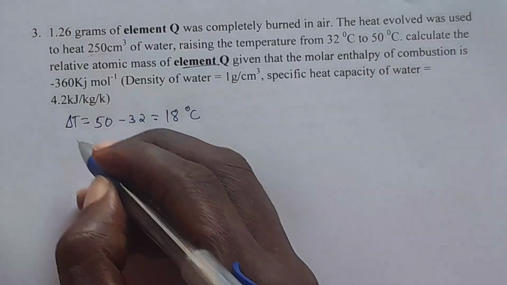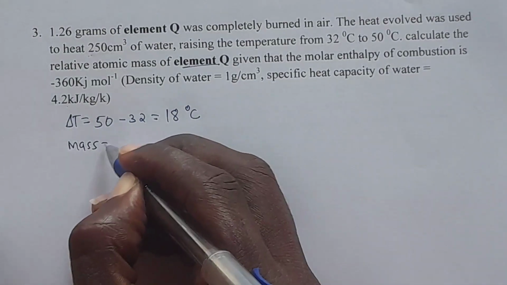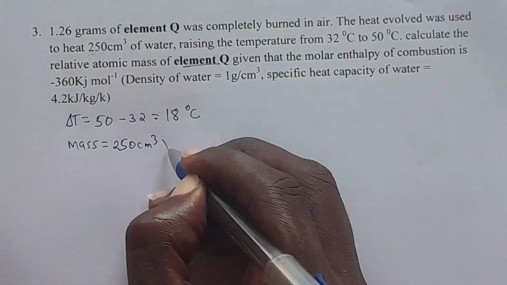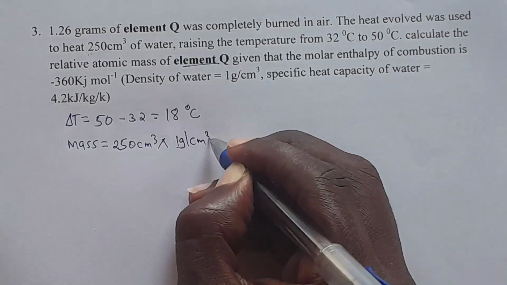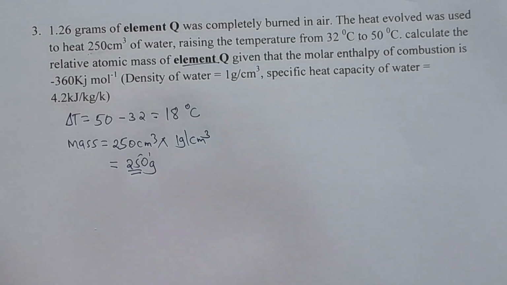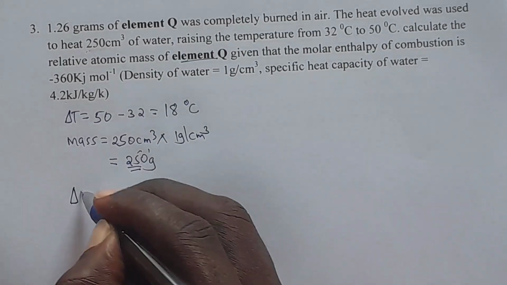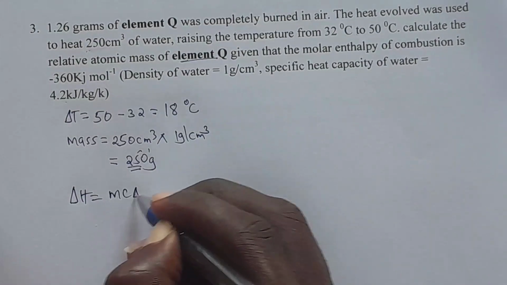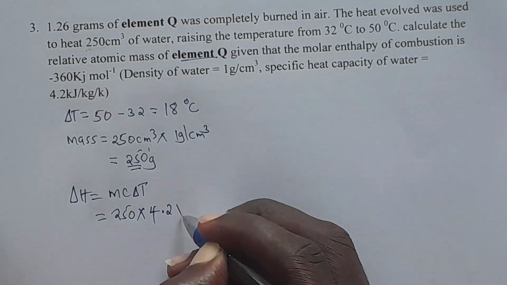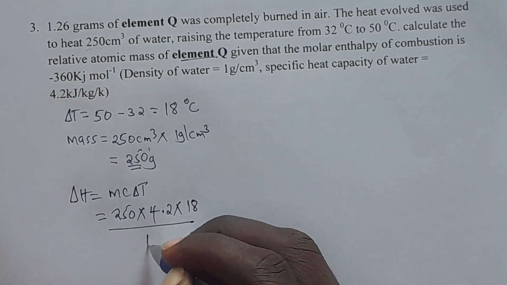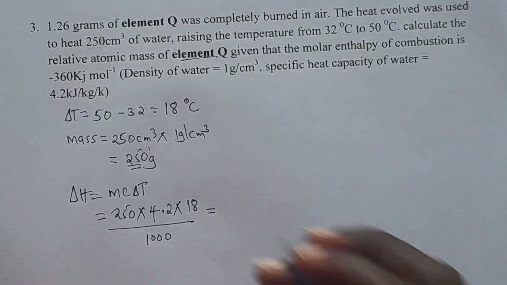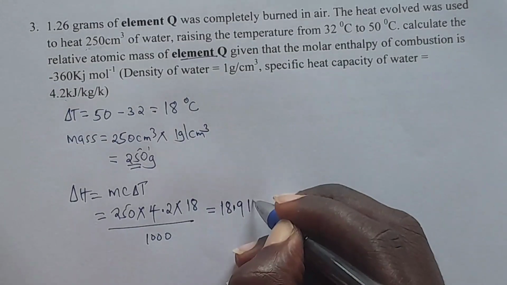That's the temperature. Mass is given by volume, which is 250 centimeter cube times 1 gram per centimeter cube as the density of the water, giving me 250 grams of water. So I can take the formula: enthalpy change is given by mc delta T. My m is 250 times my c is 4.2, then my temperature change is 18, divided by 1000 so that I convert my answer into kilojoules. So I'm going to get 18.9 kilojoules.